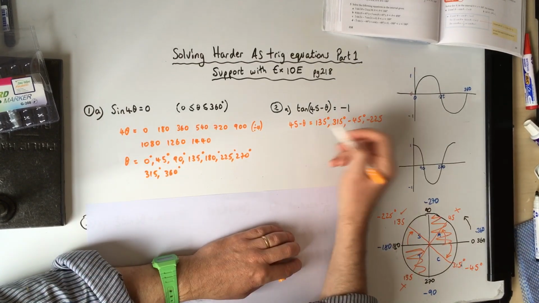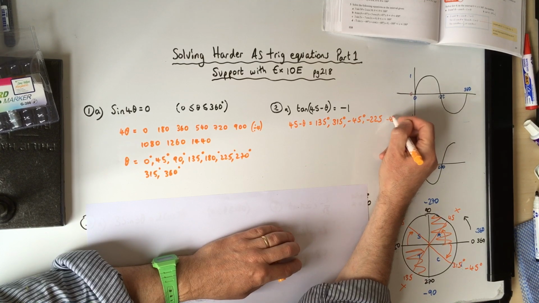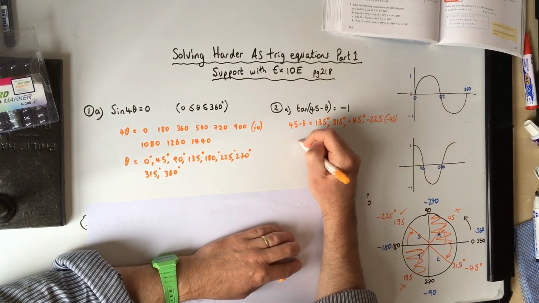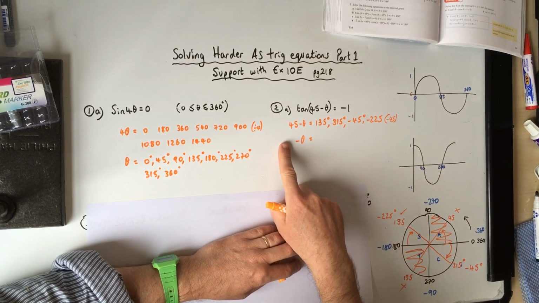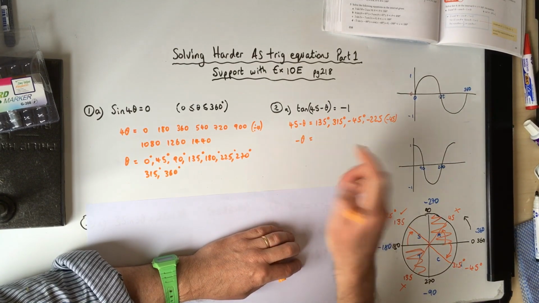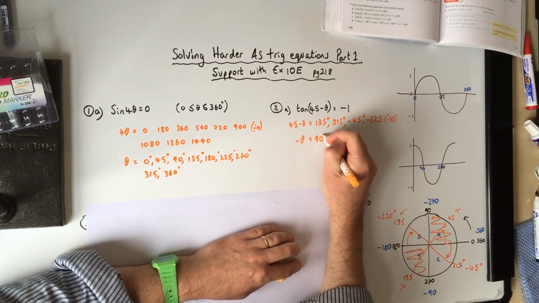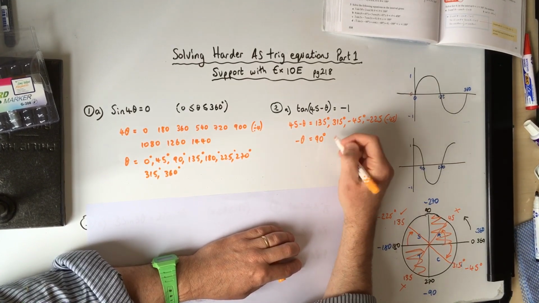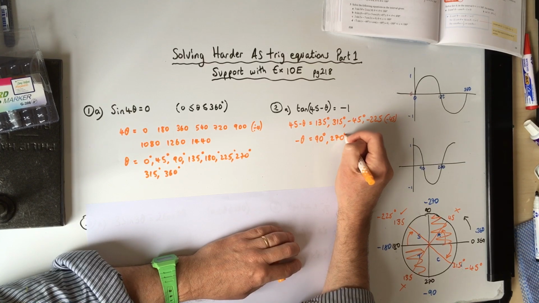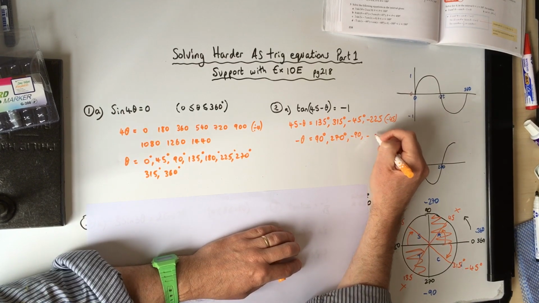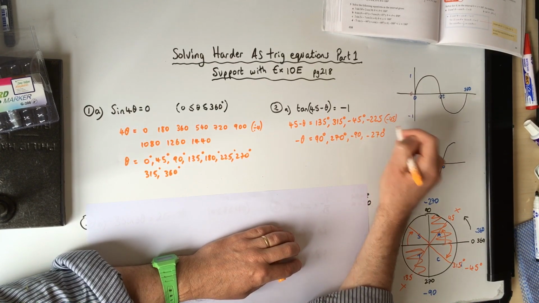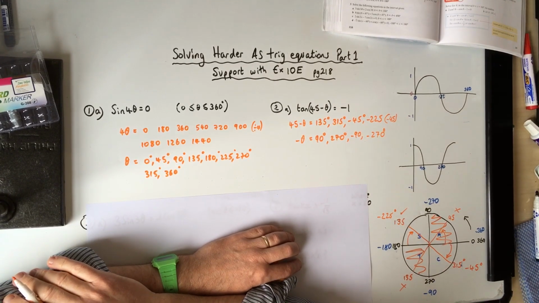Now I want to take off 45 from both sides, like I would do with a normal equation. So when I take off 45 from both sides, I'm just left with minus theta, aren't I? So take 45 off that would give me 90 degrees. Take 45 off that would give me 270 degrees. Take 45 off that would give me -90 degrees. And take 45 off that would give me -270 degrees. Okay, so I've taken 45 off from it. It's gone down to -270.